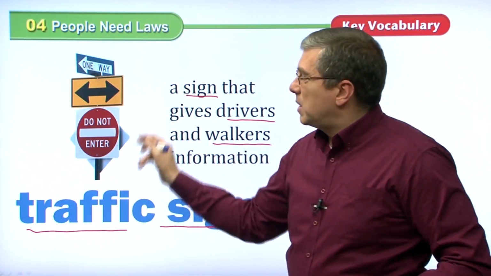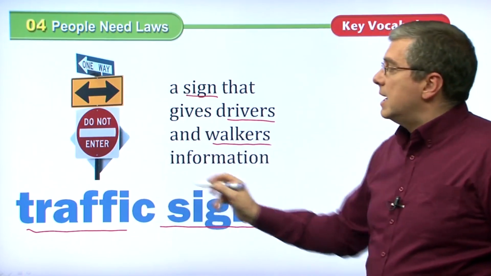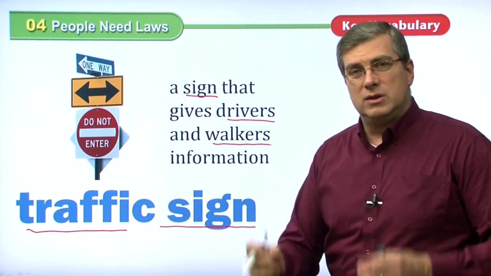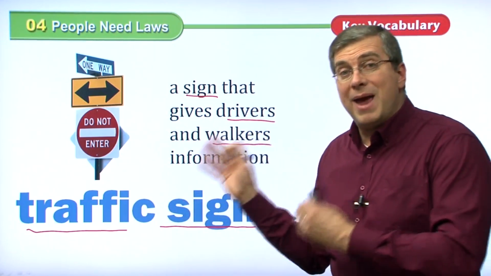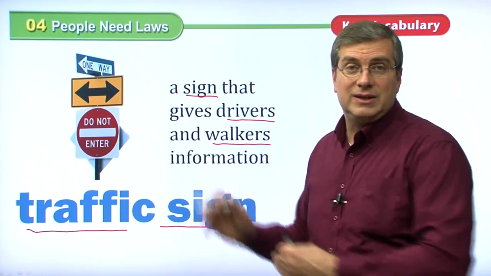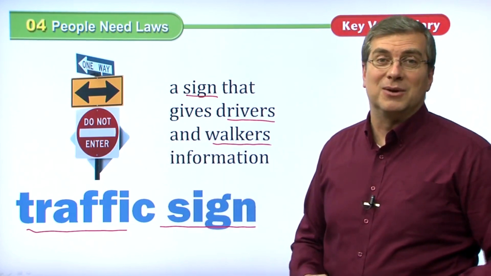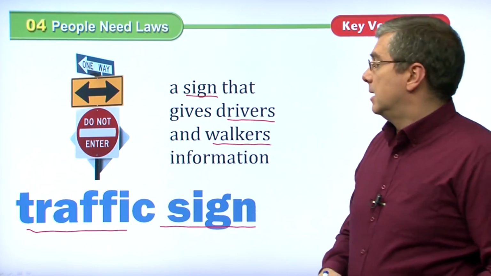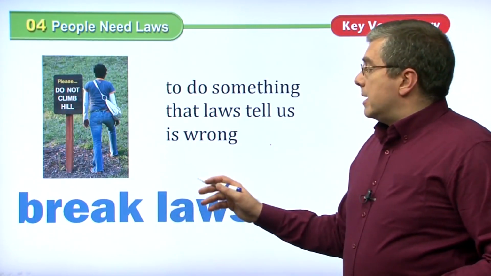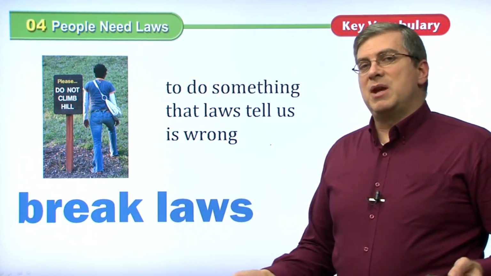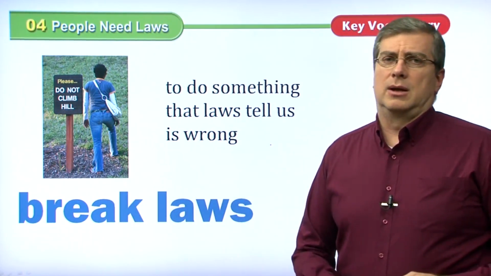So drivers and people who are walkers can see these traffic signs very quickly and know what to do, what the law is. And they obey these laws. They follow these signs, and they'll be safe and they'll be happy, right? And it'll be fair for everybody. Okay. Now, we have a bad situation here. Sometimes, of course, people might break the law, and that's not right.